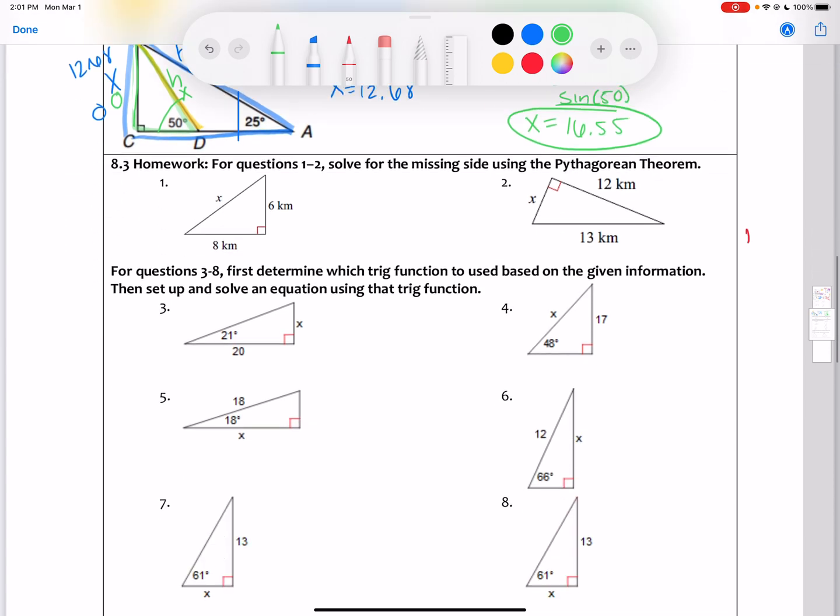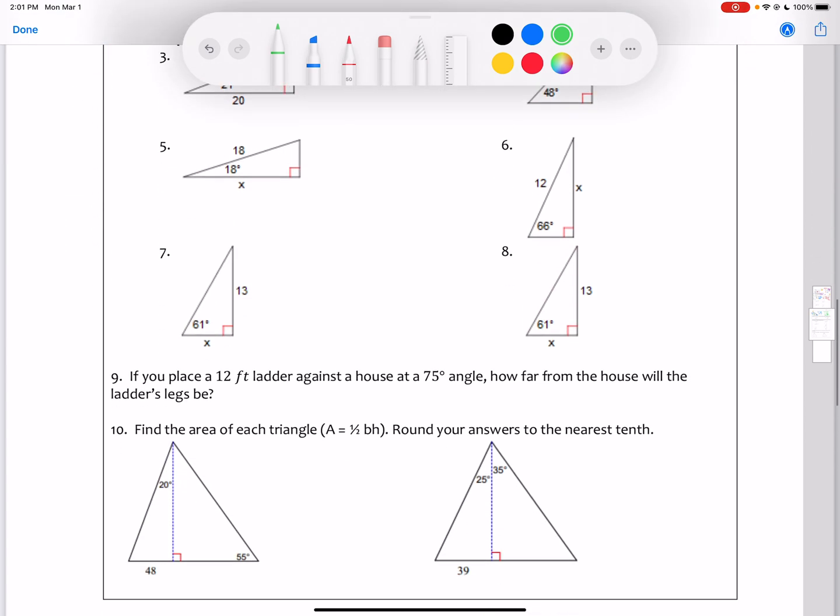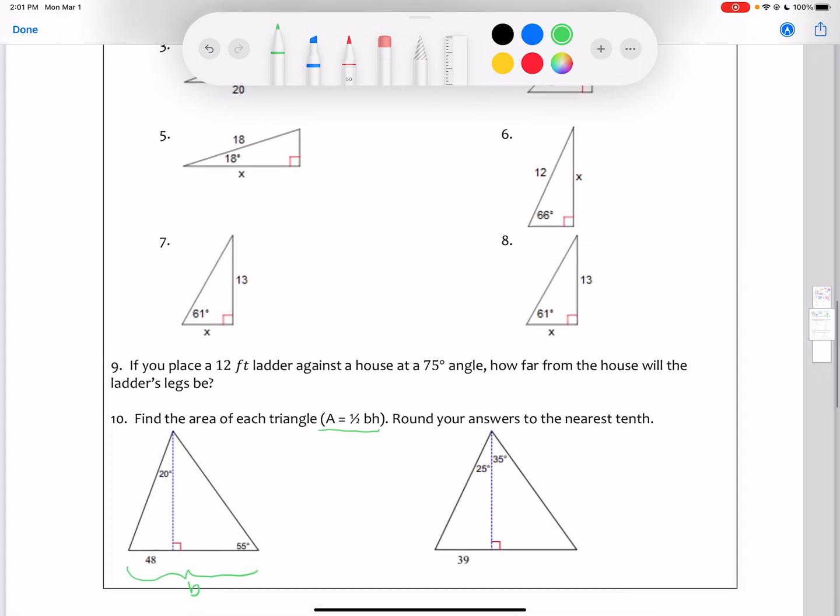So there will be some cases in your homework where you're having to set up this multi-step problem, solve for a missing side. And in this case, if you look at number 10 on your homework, you're going to be finding the area. And again, area is base times height. So just real quick, here's the base. And this dashed blue line is my height.